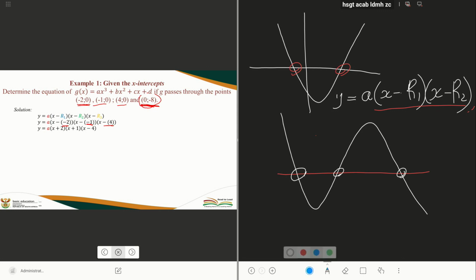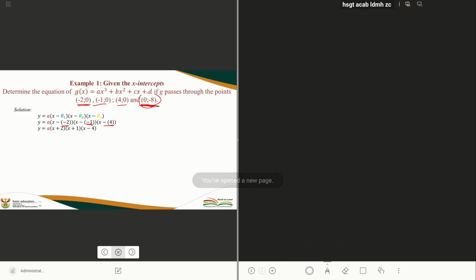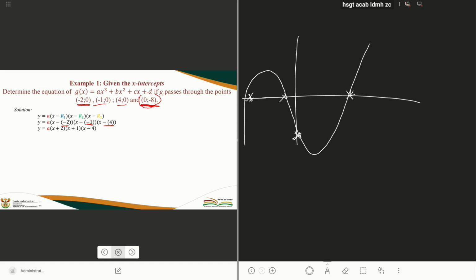In this scenario, yes, there is a point given, maybe at 0 and -8. So it means it is down there. Let me give you a correct diagram. We are given those two roots, there and there, and also you are given that point. So maybe the graph was passing like this. Yes. Okay, let's follow the method.